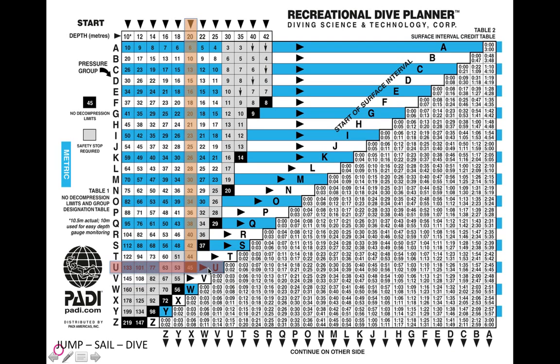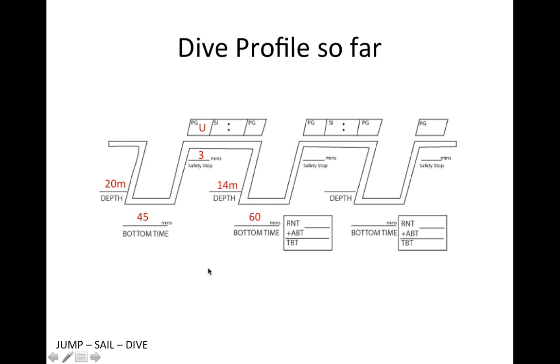Okay, so let's put all this information into a profile. So a 20-meter depth for 45 minutes. We definitely have to do a safety stop at this time. Our pressure group at the end of the dive is now U, and we've filled in some information about our second dive. We're doing 14 meters for 60 minutes.